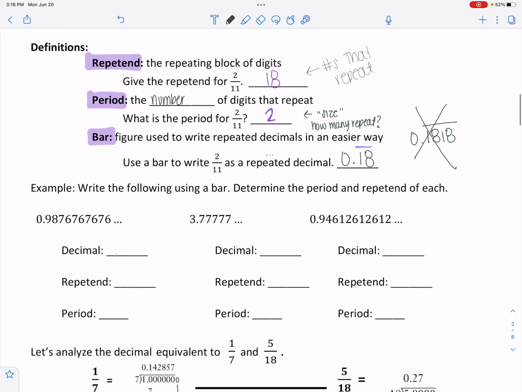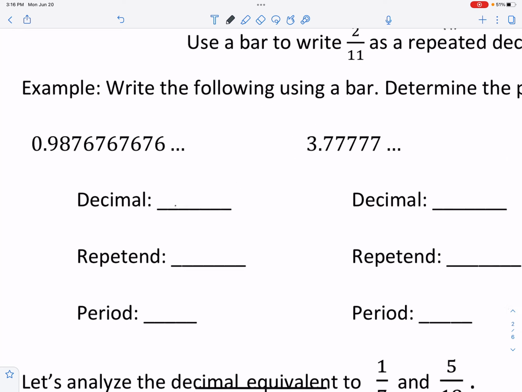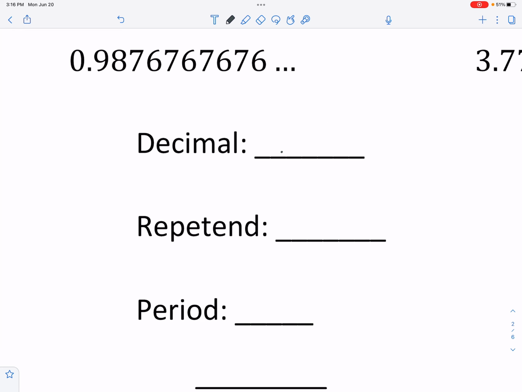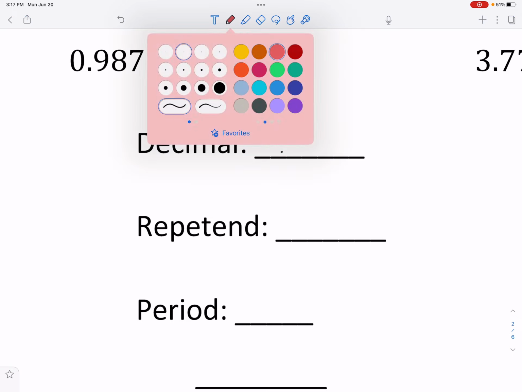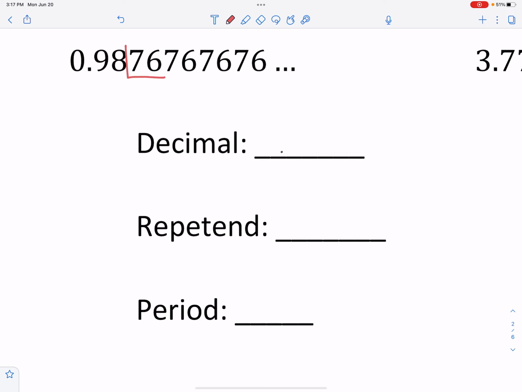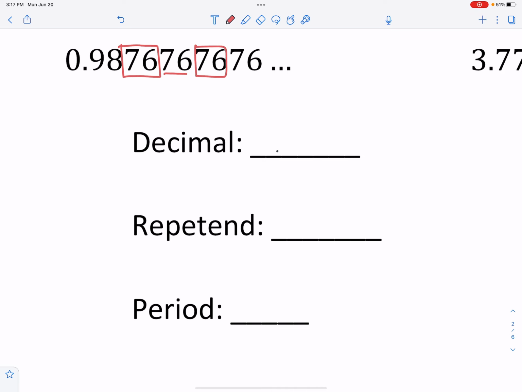Now let's use these definitions and look at some examples. So the directions say write the following using a bar, determine the period and repetend of each. So I've got this decimal 0.9876767676. So the first thing I'm looking for is what numbers repeat. So here I start to see the 98 doesn't repeat, but this 76 repeats. So I want to write that as a decimal with the bar attached.